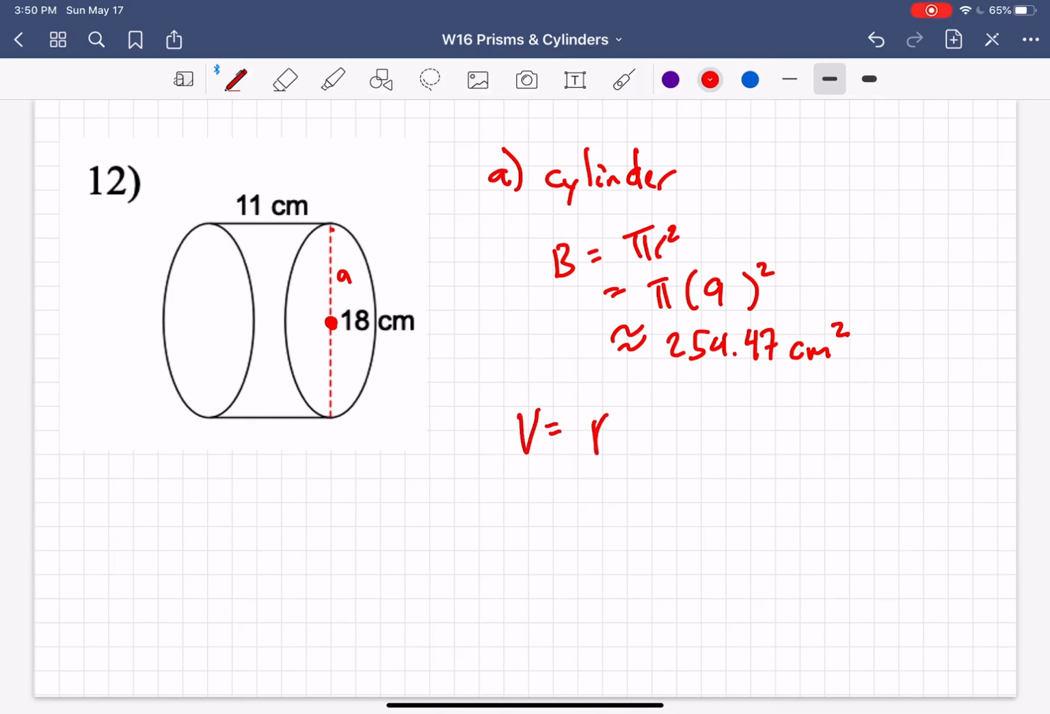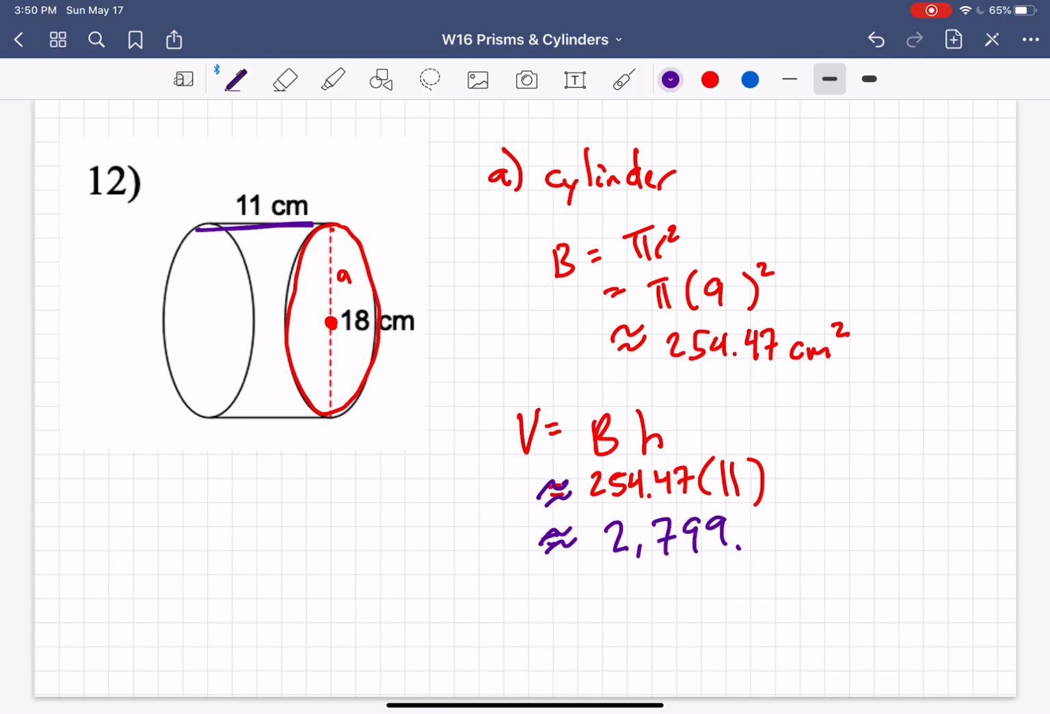But then when we find our volume, we do base times the height of our cylinder. So we get 254.47 times the height, which is 11. Right, here's our circle. The thing coming off of that circle is the 11. So here, we already rounded once, so we should have approximately equal to the entire time. We multiply that 254 by 11. We get 2,799.16 centimeters cubed, right? So that's how we found the volume, which is how much space something takes up, for both prisms and cylinders.